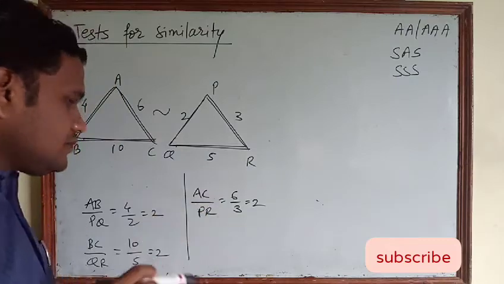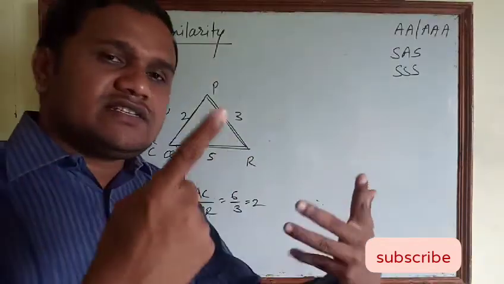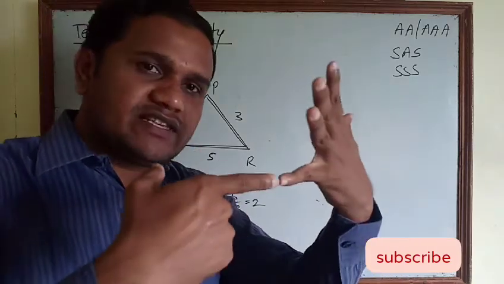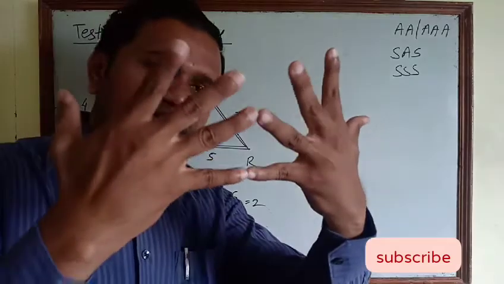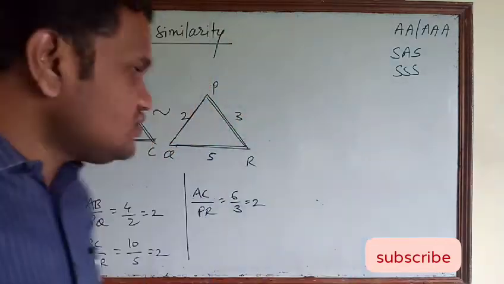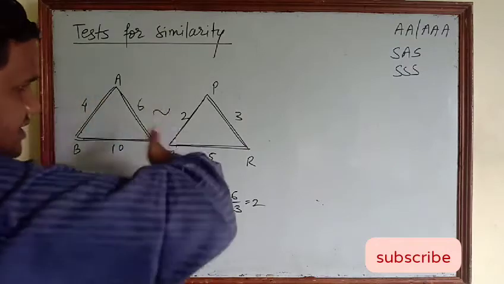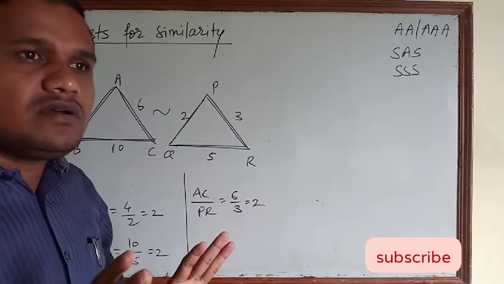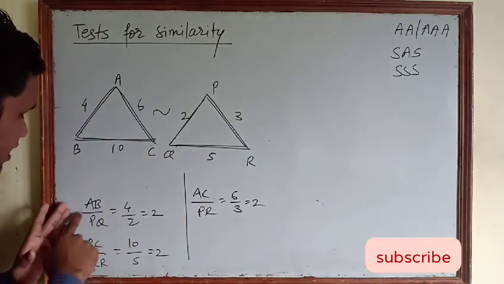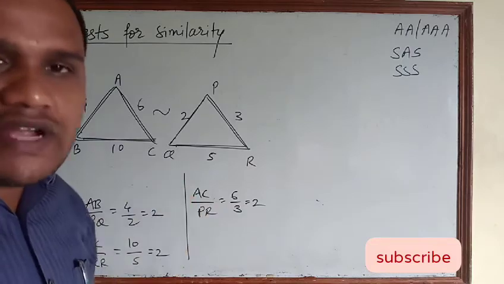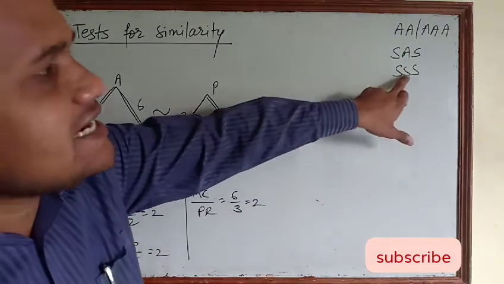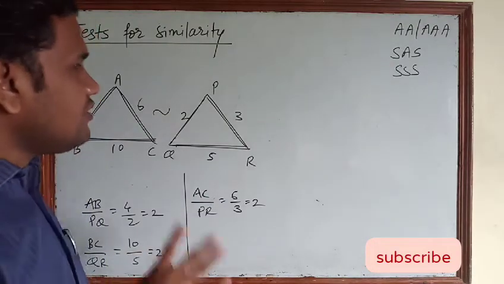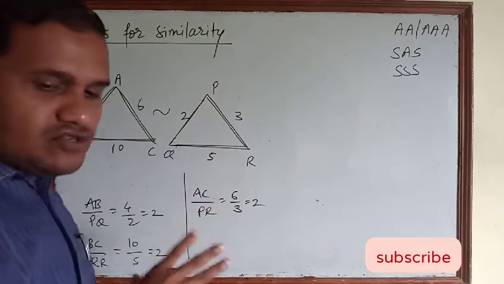For example, for my two hands, the corresponding finger for this finger is this. You cannot pair this with this. Simply these are the corresponding pairs, thumb with thumb. In this way, AB with PQ, AC with PR, and BC with QR. You don't have any knowledge about the angles of the triangle, but you know that the corresponding sides are in proportion, then you can say that triangles are similar by SSS test, because in this case no angle is involved. In this way, these are the three tests of similarity.